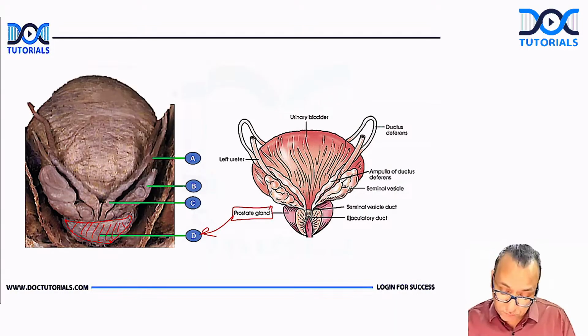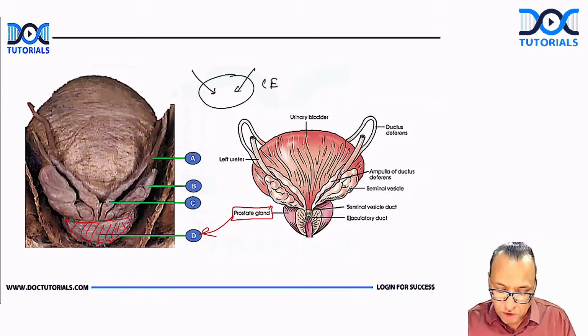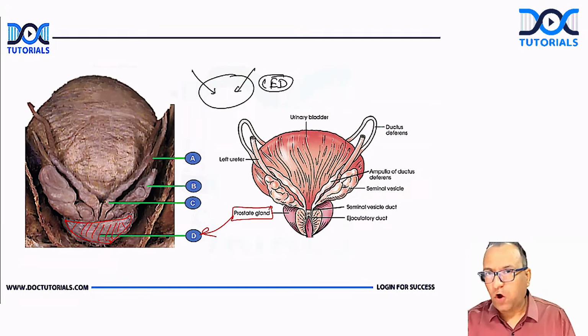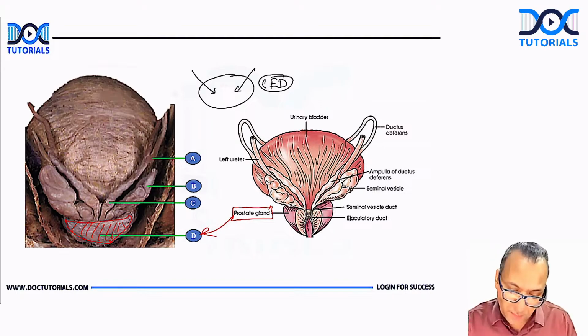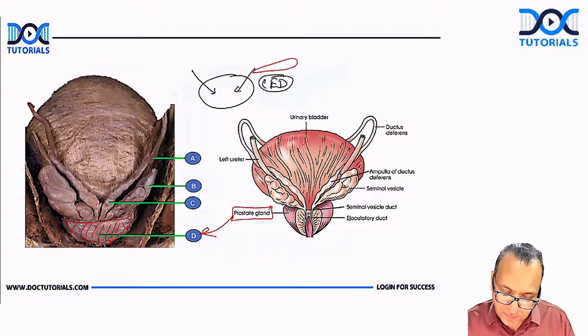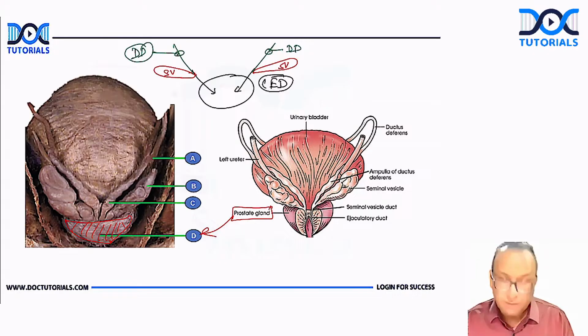So what is opening in the prostate gland? If this is the prostate gland, you will have a common ejaculatory duct opening. A common ejaculatory duct means it will have common opening of two things. What are the two things? You will find that there will be one seminal vesicle, which will give semen contribution, and then there will be one ductus deferens or vas deferens. But look at the relation.